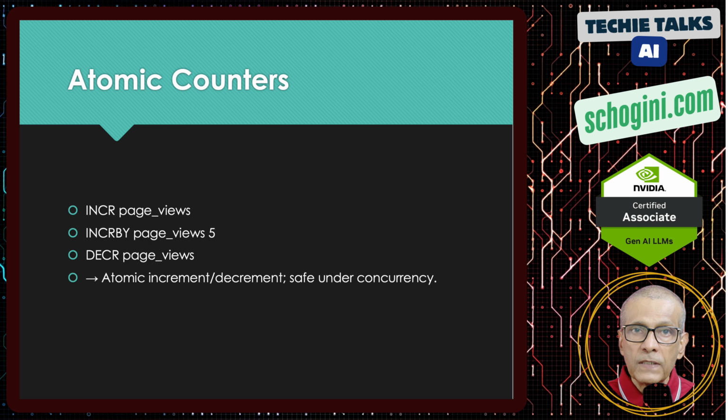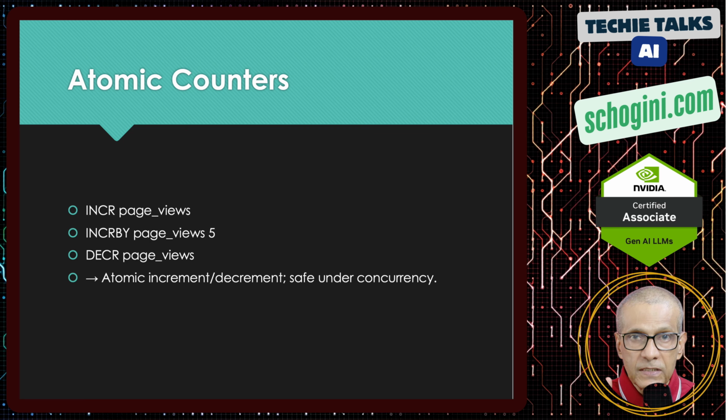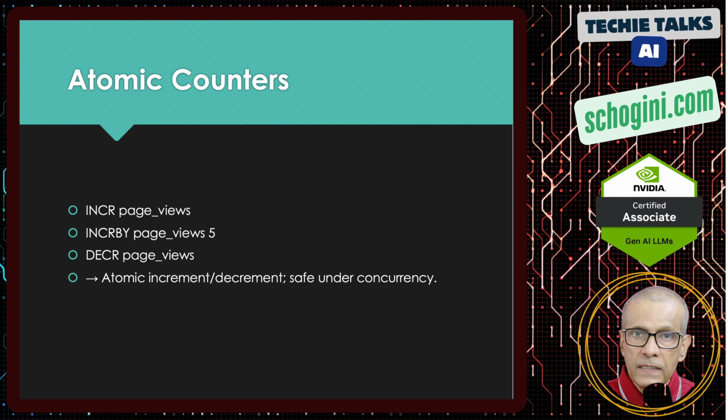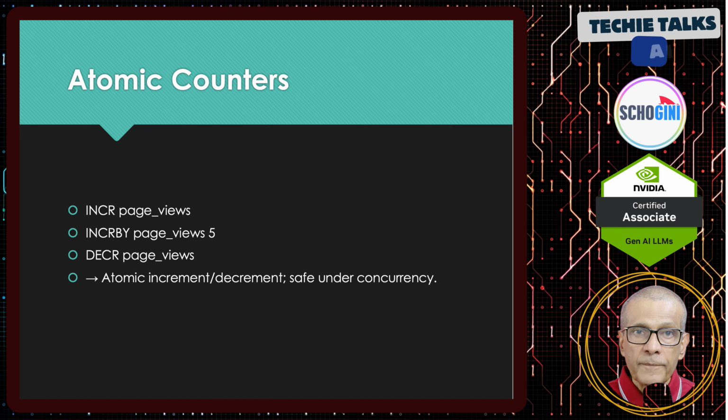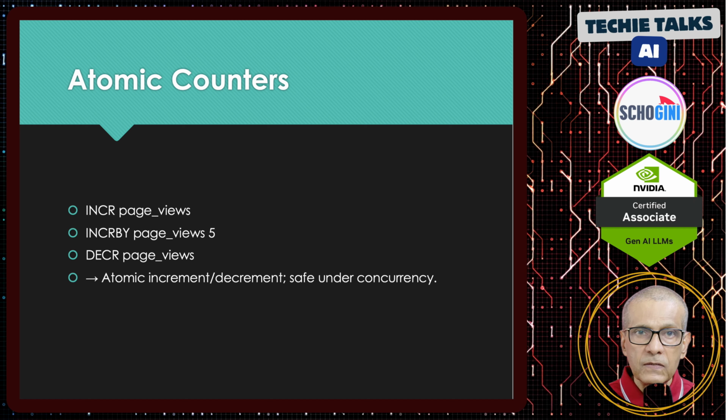So counters are the first place where Redis atomic behavior shines. Commands like incr, increment, incrby, increment by, and decr, decrement, modify numbers safely even under extreme concurrency.